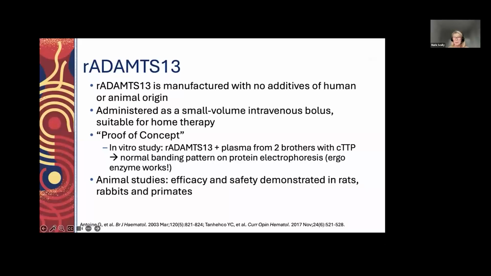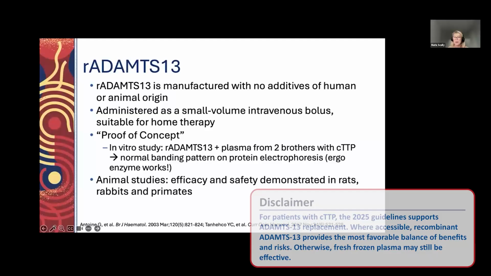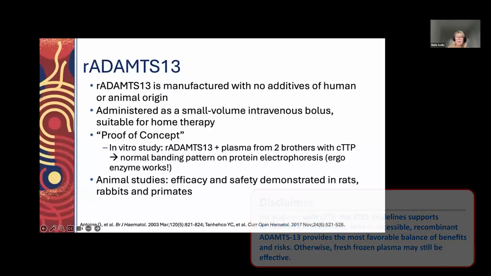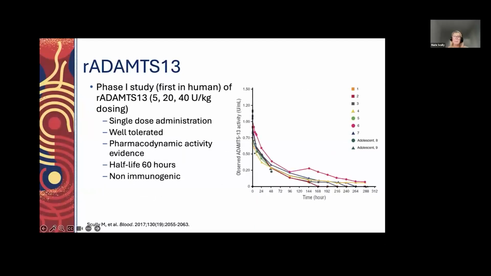So recombinant ADAMTS13. This is manufactured with no additives of human or animal origin. And it's a very small intravenous bolus that's usually given by a butterfly. And it's furthermore suitable for home therapy. The initial study, which was a proof of concept, giving 1 dose of recombinant ADAMTS13, demonstrated that the enzyme activity increases, and further animal studies have demonstrated efficacy and safety.